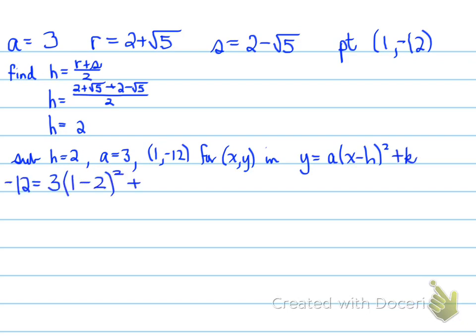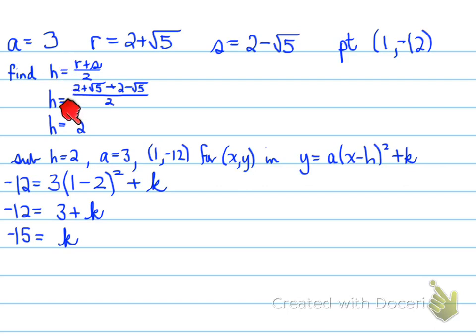Once we plug it in, -12 is equal to 3, which is our a, times (x, which is 1, minus h, which is 2) all squared, plus k. Once we plug it in, we can find the k value. 1 minus 2 is -1, squared is 1. So we have -12 is equal to 3 plus k. That means k is equal to -15.